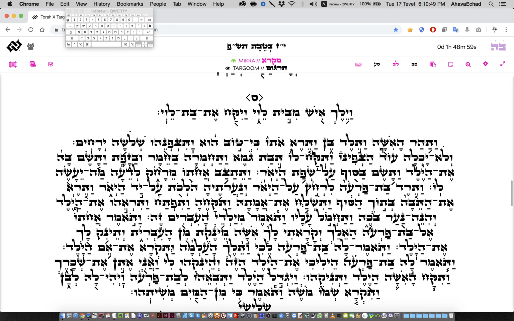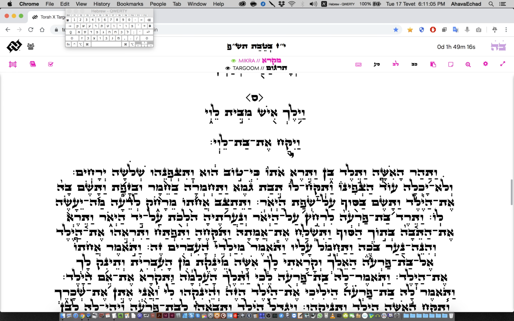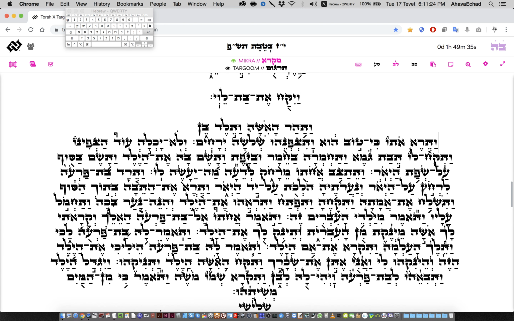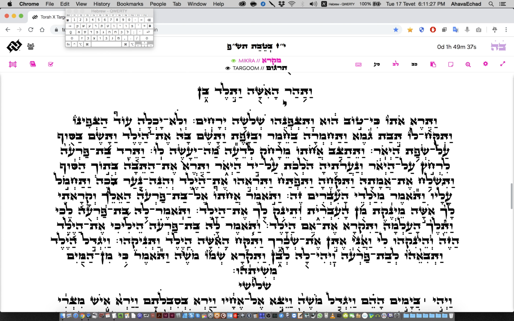Vayelech ish mi beit Levi, and here a distinguished man from the house of Levi. And again, Vayelech, he went. So who? Ish mi beit Levi, a distinguished man from the house of Levi. What did he do? Vayikach et bat Levi, and he took, as it's translated for right now, the daughter of Levi, in the same tribe. Vatahar ha'isha vateled ben, he was with her, and she got pregnant.